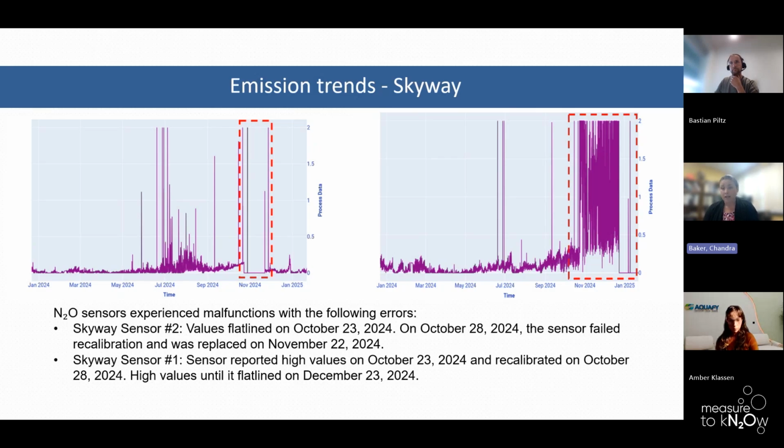What we've done to correct that moving forward is we've used a custom sensor to allow us to measure the N2O without removing the oxygen scavenging. There is a slightly lower sensitivity, but we're getting a more consistent signal.